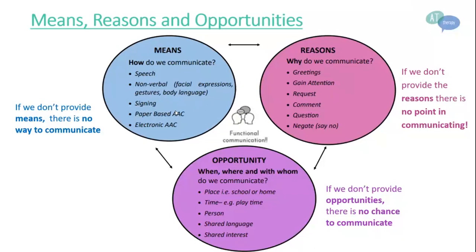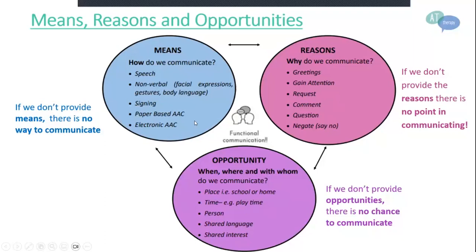So we need the means, which is the how to communicate. So we're talking today about electronic AAC, but we'll also mention a little bit about paper-based as well. But other means of communicating, we've got speech, we've got non-verbal communication, so facial expressions, gesture, body language, and signing as well. And if we don't have the means, then we don't have any way to communicate.